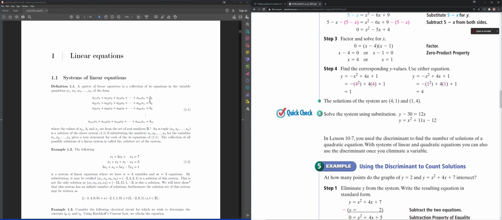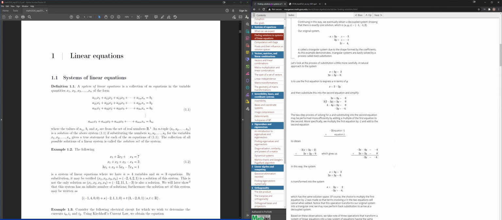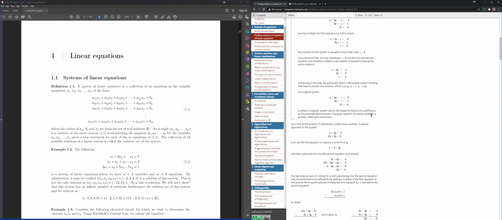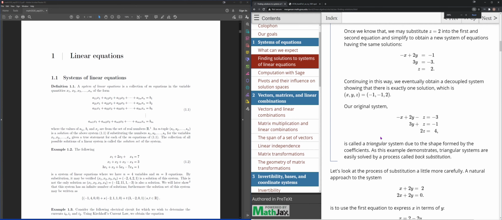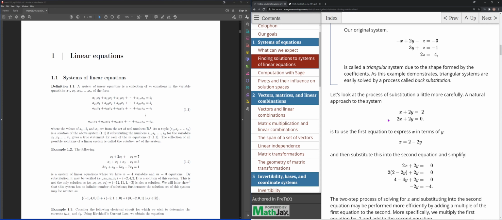Okay, so the first thing that we want to look at in 3530 would be systems of linear equations, or linear systems. What is an example of a linear system? A pretty simple example is this one over here: x plus 2y is equal to 2, and 2x plus 2y is equal to 0. This is a linear system with two equations in two variables.